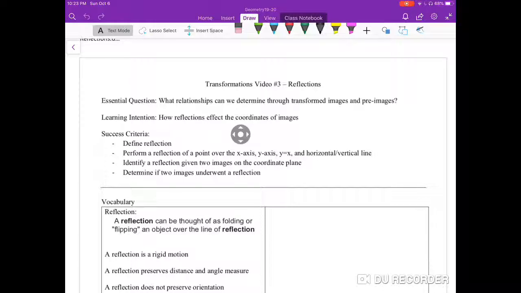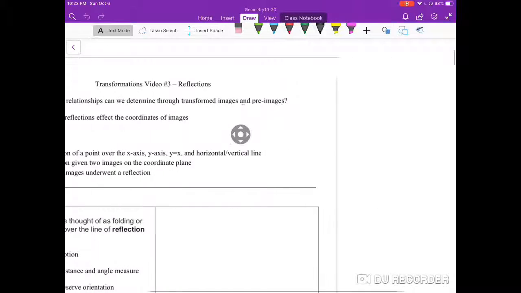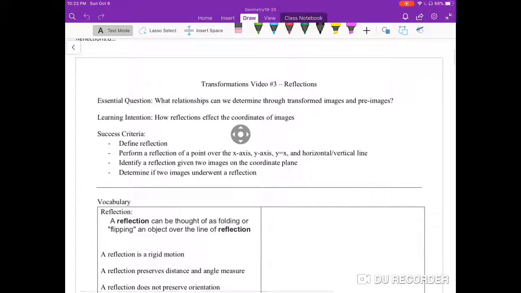Video 3 is going to be all about reflections. This is going to be our first transformation that we're going to learn, and we're actually going to get on the graph and do some of these transformations, learn the formulas, and how these reflections affect the coordinates.